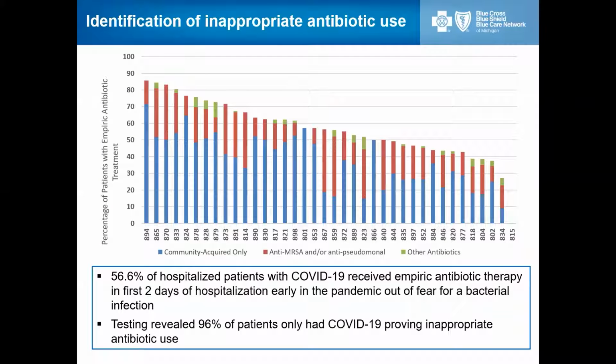One such example was early in the pandemic, when 56.6% of hospital patients with COVID-19 received antibiotic therapy within the first 2 days of hospitalization, due to fear of a bacterial infection. Testing actually revealed that 96% of those patients only had COVID-19, proving inappropriate antibiotic use. This was disseminated and published and helped drive change for the appropriate treatment early on in the pandemic.